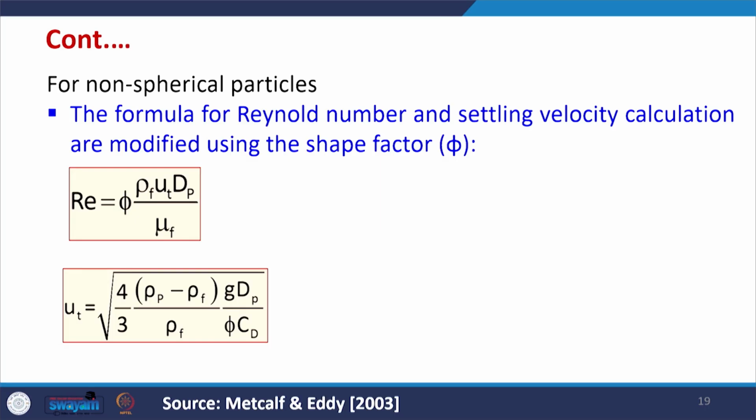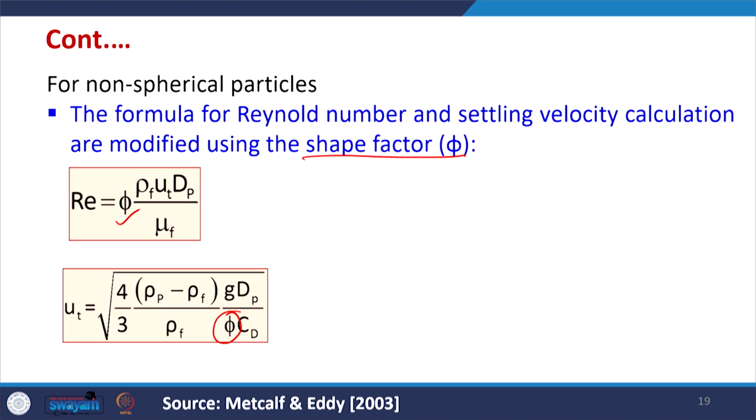Now, for non-spherical particles, the formulas for Reynolds number and settling velocity calculations are modified using the shape factor psi. For Reynolds number it is multiplied by psi, and here we add a term psi. So, this equation can now be used in place of the other equation if we know the shape factor value. The shape factor may be 0.9, 1.1, 1.2. Depending upon that we can find out the value of settling velocity.